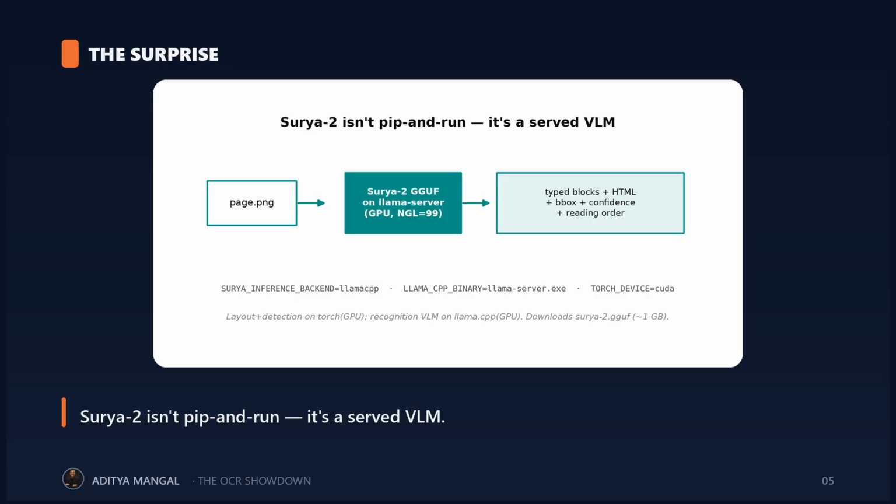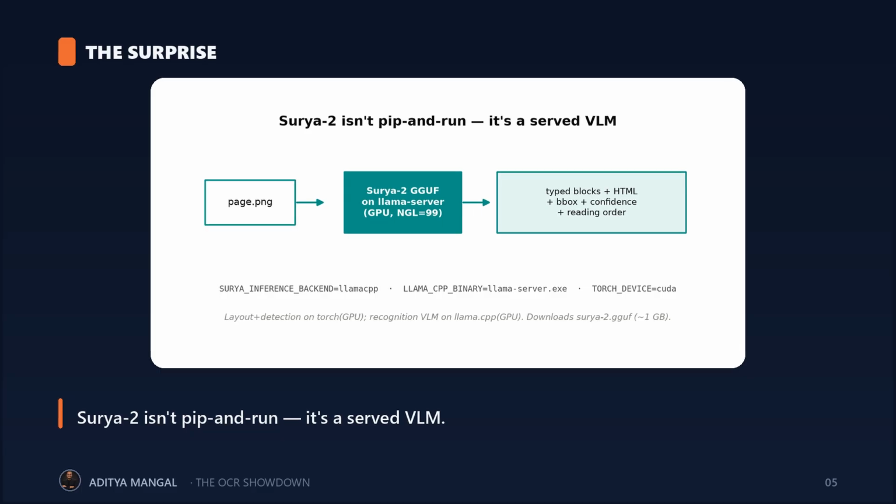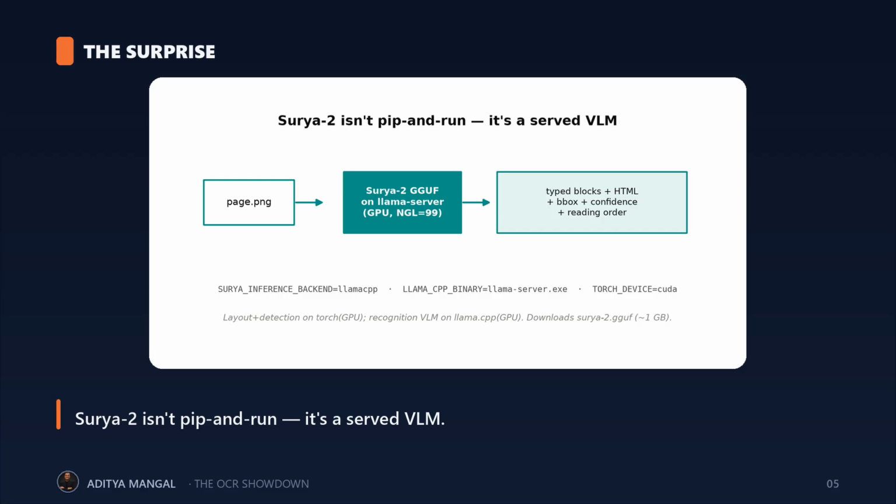Here's the first surprise. Surya-2 in this version is not a plain pip install torch model that you just load and call. It's a served vision language model. It runs behind an inference server. The clean path on my machine was to run it through the llama.cpp backend, pointing it at the Llama server binary and the GPU with a few environment variables. Once that's wired up, you call a recognition predictor, and it returns the page.